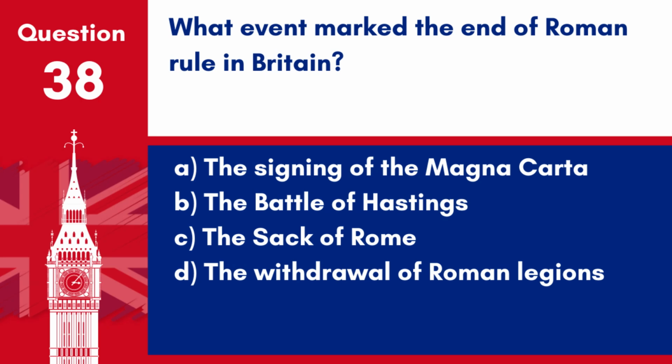Question 38. What event marked the end of Roman rule in Britain? A. The signing of the Magna Carta. B. The Battle of Hastings. C. The sack of Rome. D. The withdrawal of Roman legions. Answer: D. The withdrawal of Roman legions. The end of Roman rule in Britain was marked by the withdrawal of Roman legions around AD 410, leading to the collapse of Roman control.